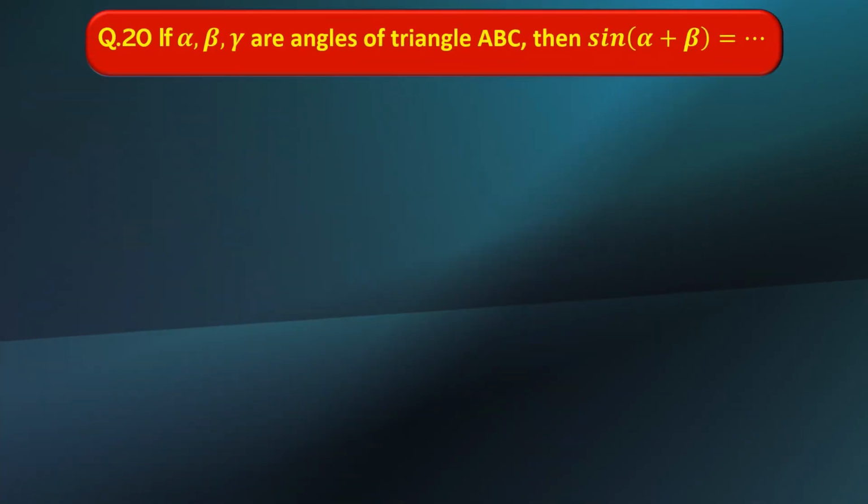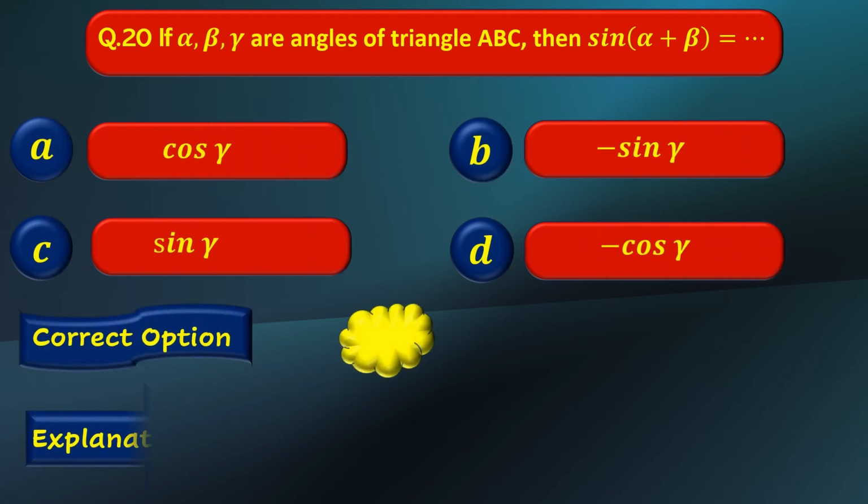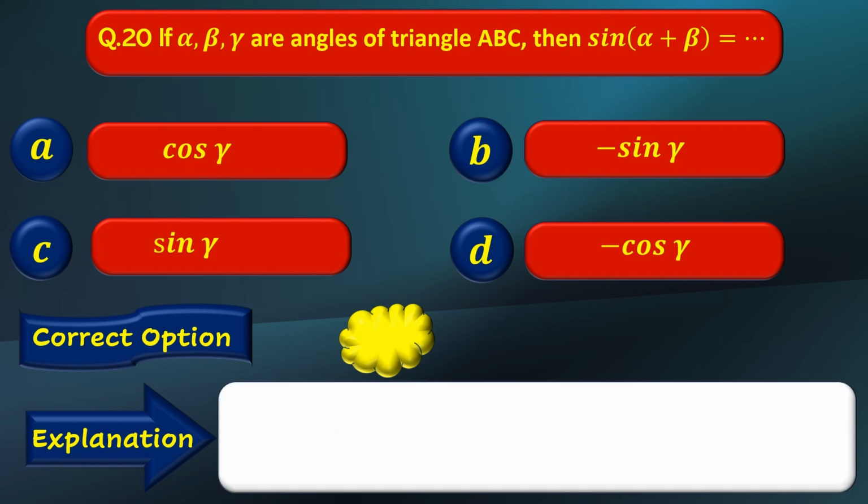Question number 20. If alpha, beta, gamma are angles of triangle ABC, then sine of alpha plus beta is equal to, and the options are. Let's find out which one is the correct option. But before that, let's explain it. As alpha, beta, gamma are angles of triangle, therefore their sum will be equal to 180 degrees. We transpose gamma towards right and get alpha plus beta is equal to 180 degrees minus gamma.